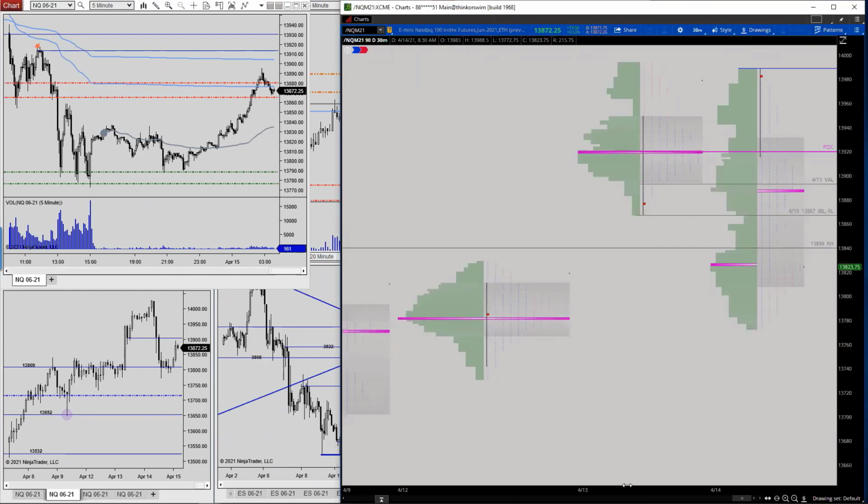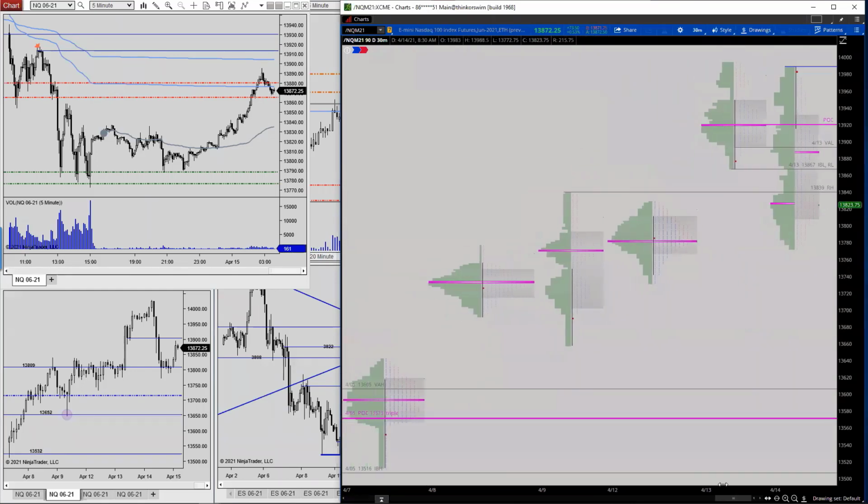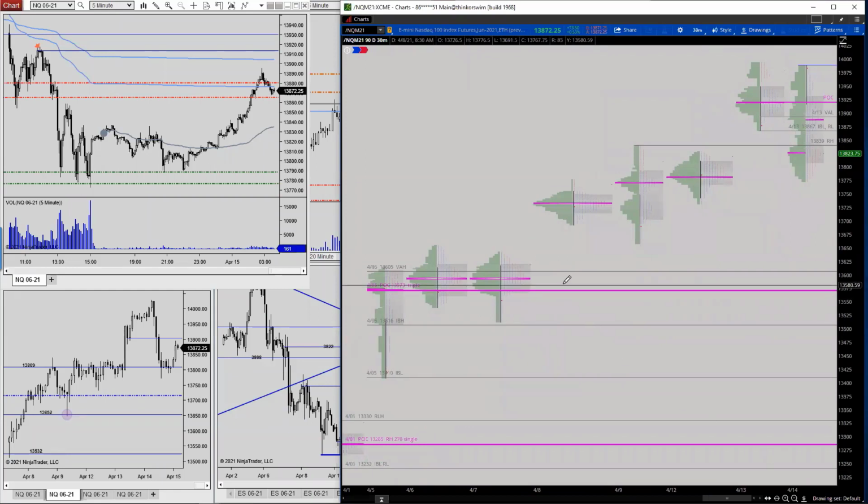So generally what I'll do then, when everything's kind of moving real fast, I'll go in and mark these off already and say, okay, the point of control, here's the initial balance area right here. You can see the black area, and I'll look at the value area, and I'll call it the value area high, the value area low.